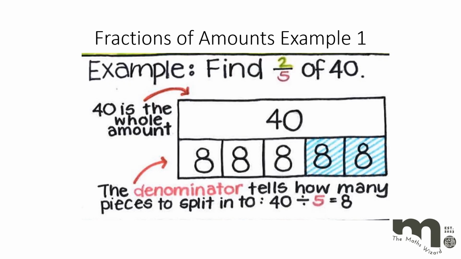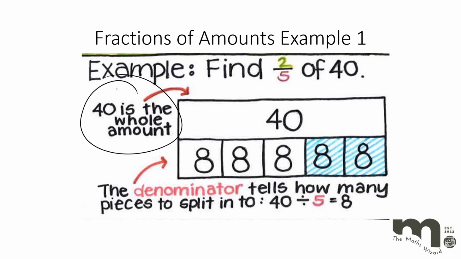Okay, so your first one here, I found this nice little picture which illustrates this nicely. It's got a nice visual diagram here. So the example I've given you is find 2/5 of 40. If we look at this picture here, you can see we've got 40 as the whole amount. That's our total amount. If you're looking at it as a percentage, that'll be our 100%.